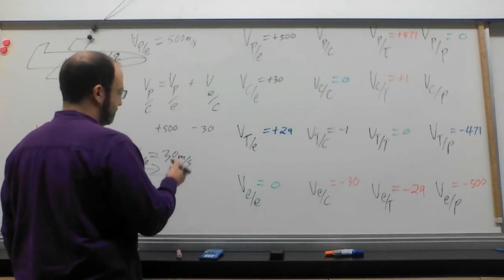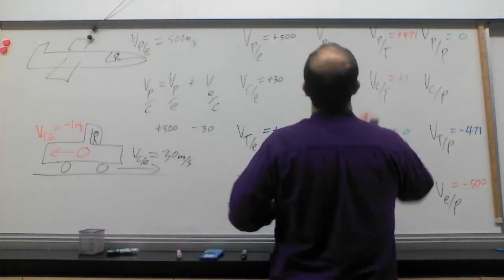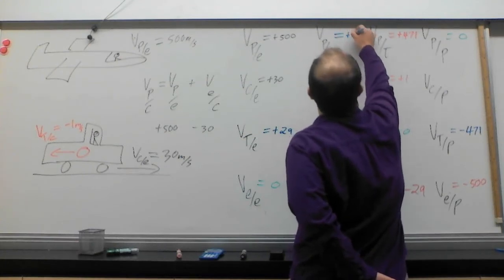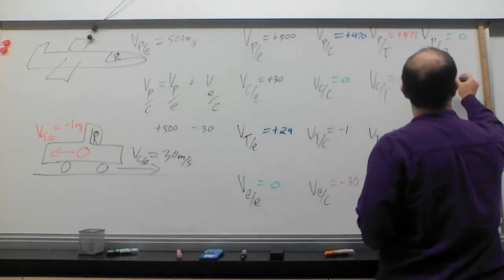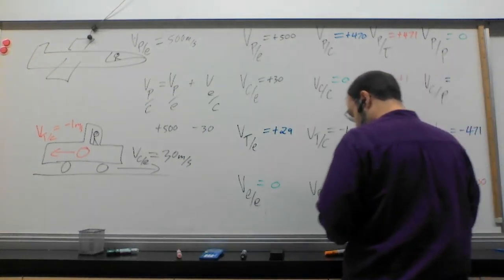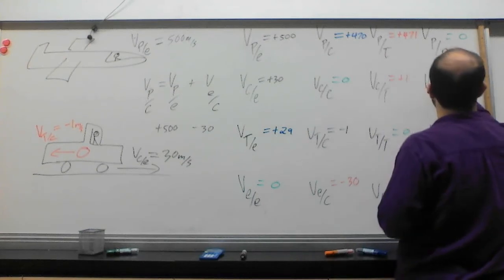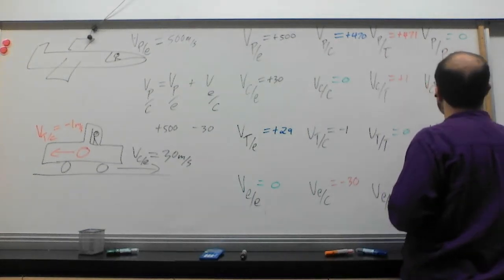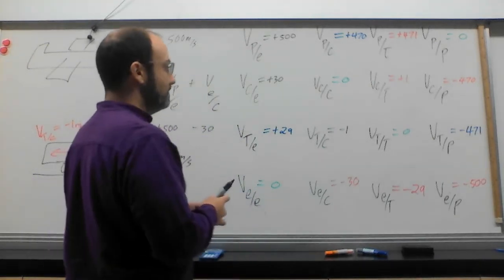So, well, that one's a pretty easy one. That's going to be positive 470. Which means this one is going to be negative 470. And there you have it. We filled the whole thing in.